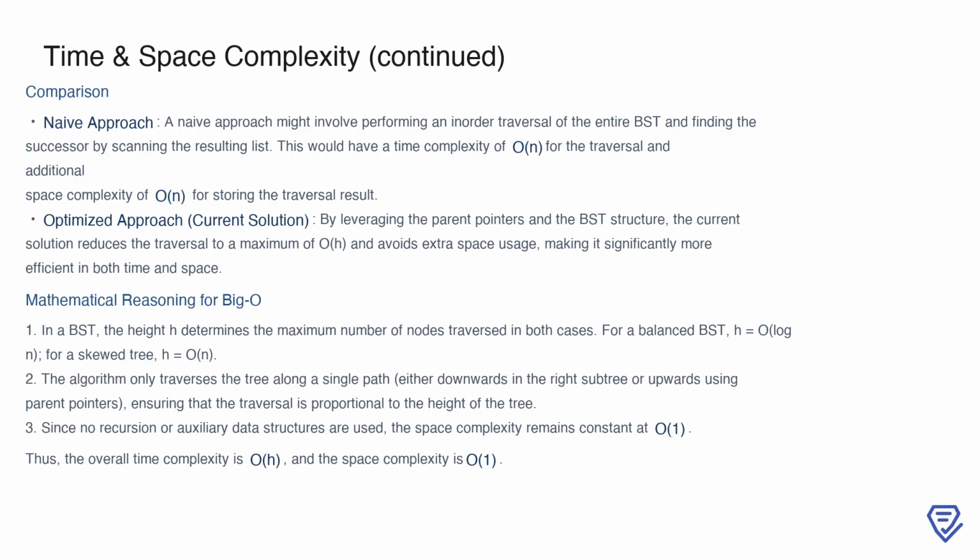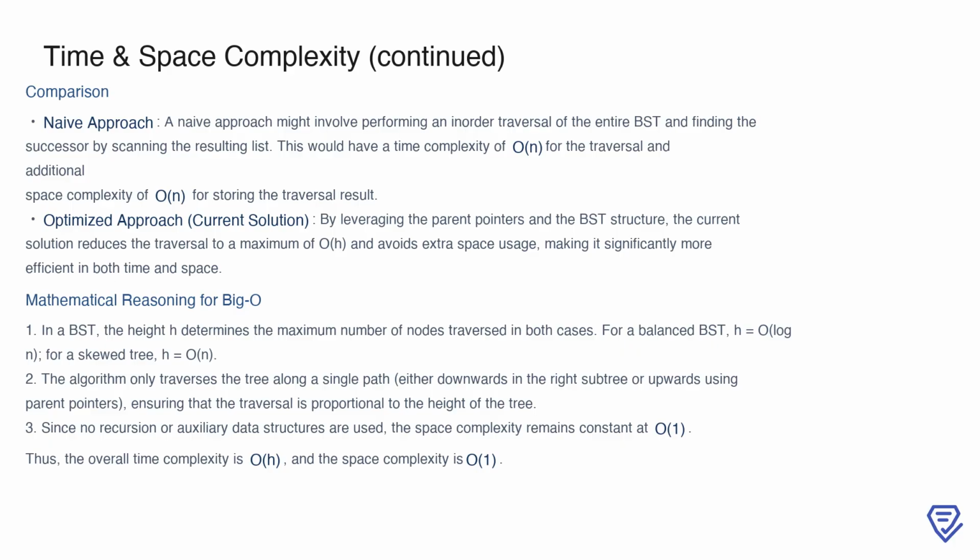When compared to a naive approach, the current solution is significantly more efficient. A naive method might involve performing a full Inorder traversal of the BST, storing the results in a list, and then scanning the list to find the Inorder successor. This approach has a time complexity of O(n) for the traversal and an additional space complexity of O(n) for storing the traversal result. In contrast, the optimized solution leverages the parent pointers and the BST structure to limit the traversal to a maximum of O(h), while using no extra space, making it both time and space efficient.